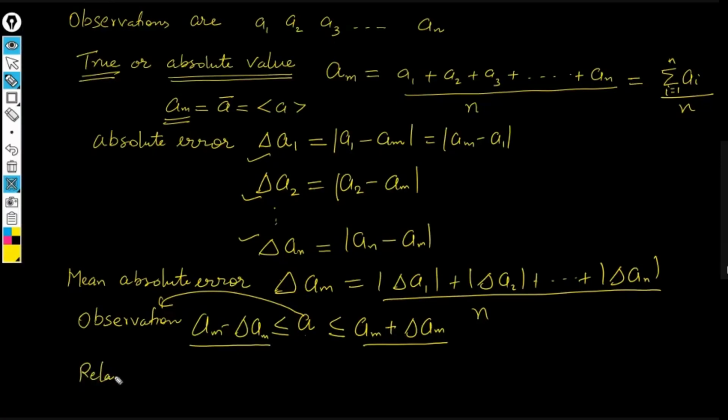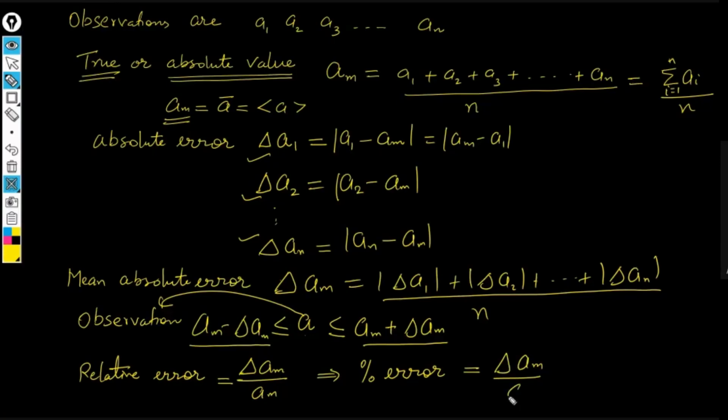Thereafter we come to the relative error. What is relative error? The mean absolute error divided by the mean value. That is the relative error. Then there is percentage error. Percentage error is the mean absolute error delta A mean upon A mean, into 100. That becomes the percentage error. I hope you are clear with this now.